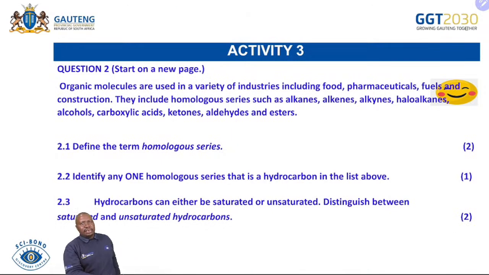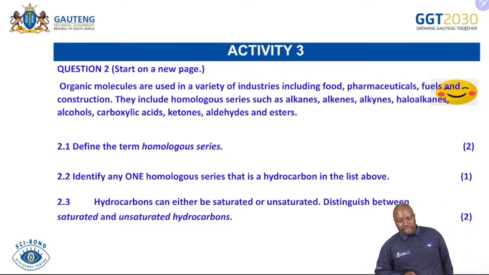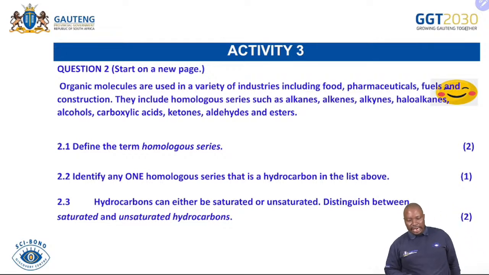As I indicated, not all the time will you get the question in a table form. Look at this question. It's not in a table form. It's saying question 2, start on a new page. Organic molecules are used in a variety of industries, including food, pharmaceuticals, fuels, and construction. They include homologous series such as alkanes, alkenes, alkynes, haloalkanes, alcohol, carboxylic acid, ketones, aldehyde, and esters. So you're given your homologous series there. They were named there for you.